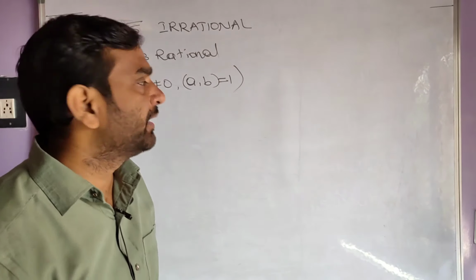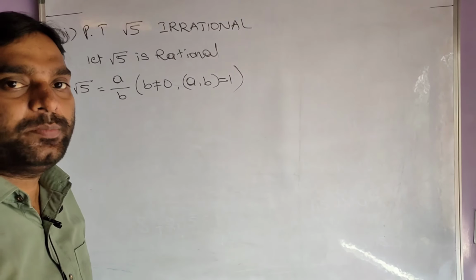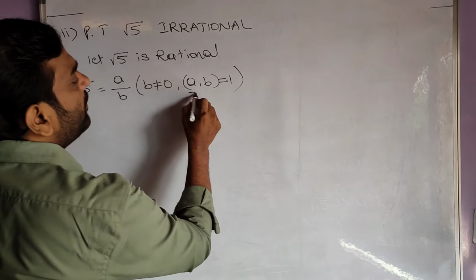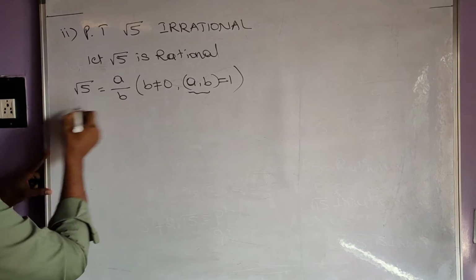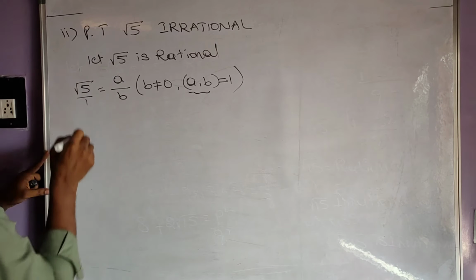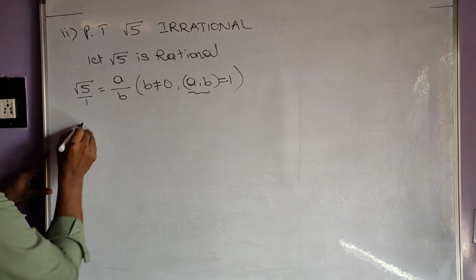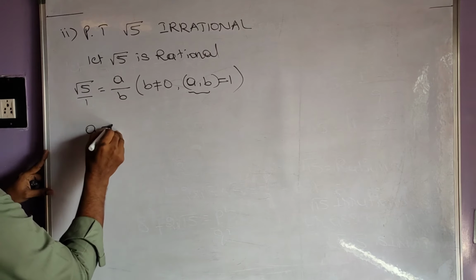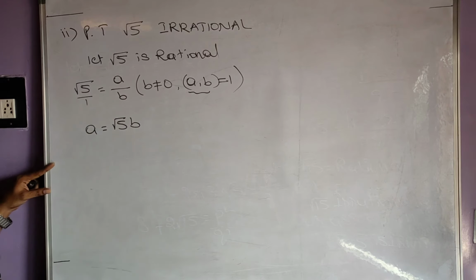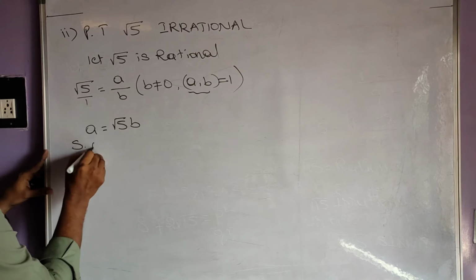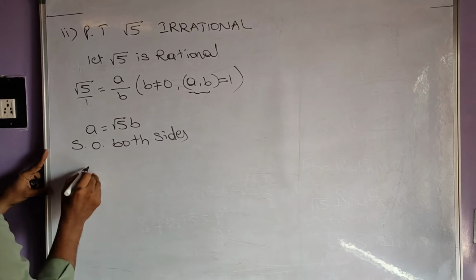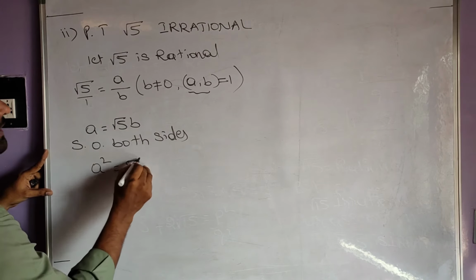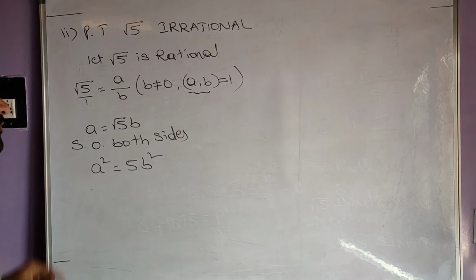Coprimes means having no common factors except 1. Okay, now square by cross multiplication: a into 1, a is equal to root 5 b. Squaring on both sides, then a square is equal to 5b square.